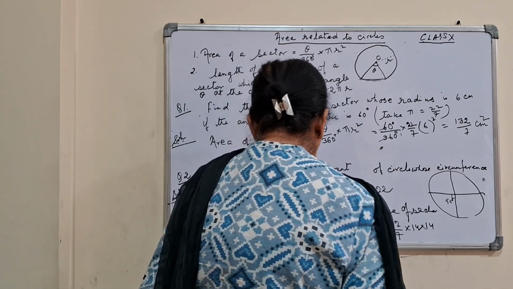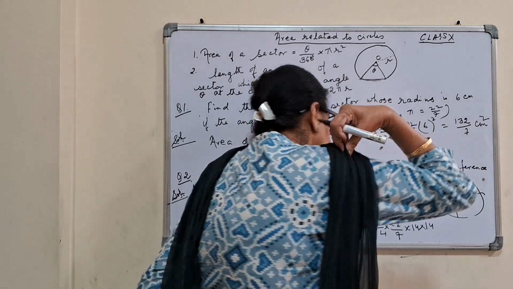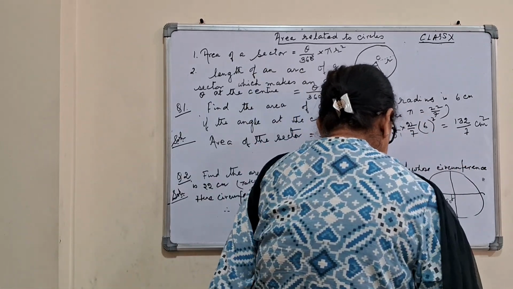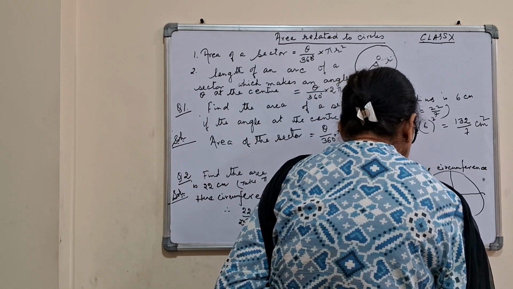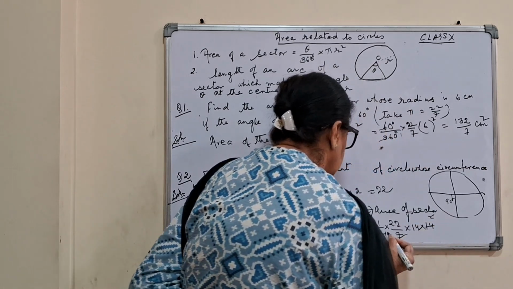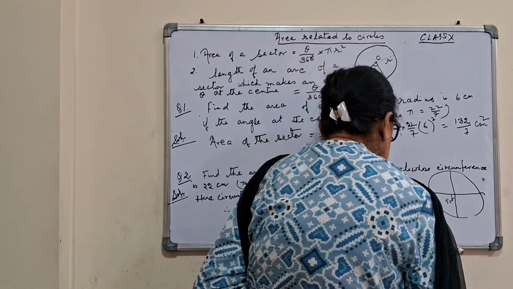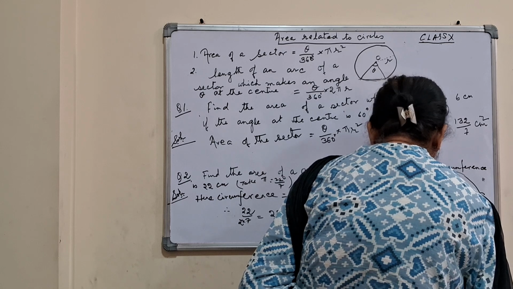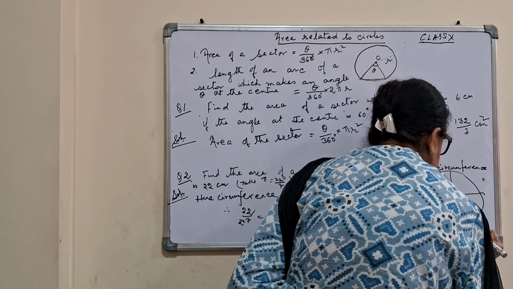Achha, then 22 by 7, sorry, this is 14 degree, 22 by 7, yes, and this I'll cancel. That is 7 2s are 14, and 2 2s are 4, then I cancel here 2, 7, that is equal to 154 centimeter square.